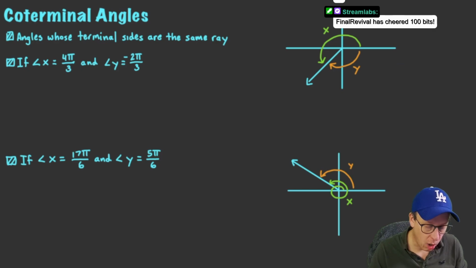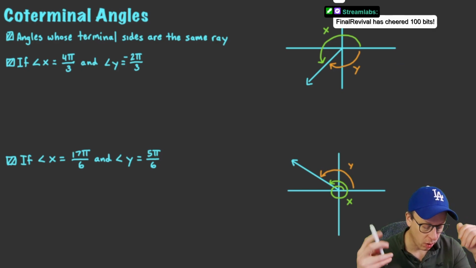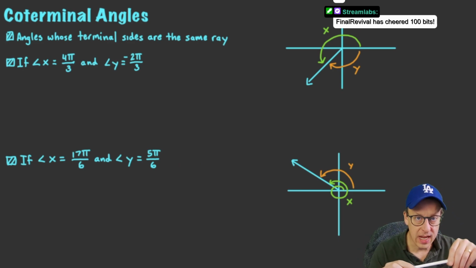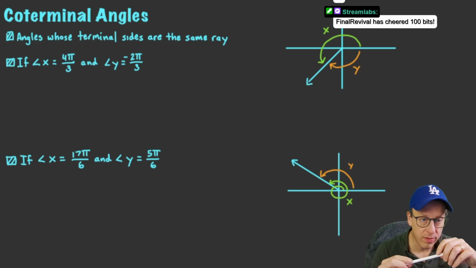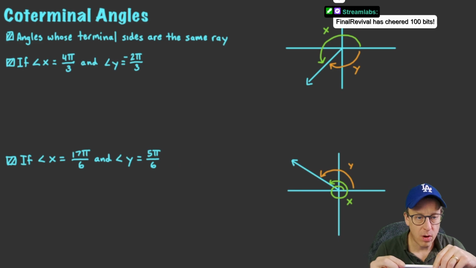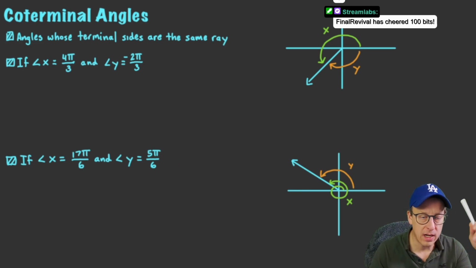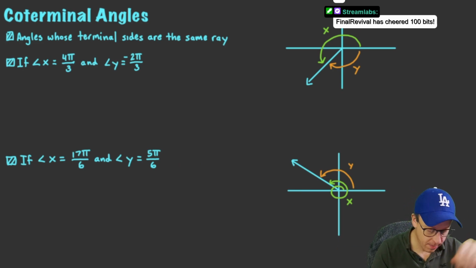Let's talk about coterminal angles now. And those are just going to be angles whose terminal sides are the same ray. So let's say that we have our angle x and it's equal to 4 pi over 3. And we have our angle y, which is equal to negative 2 pi over 3.